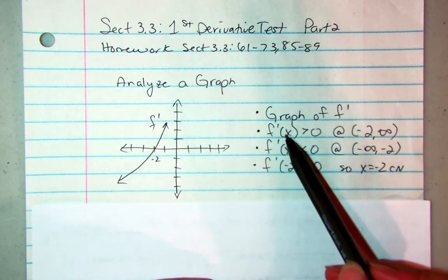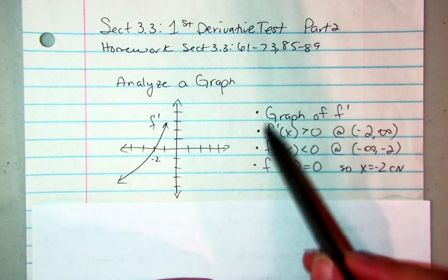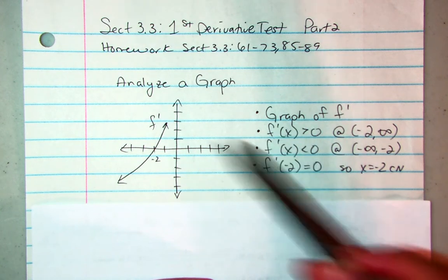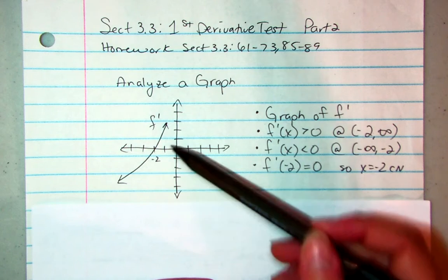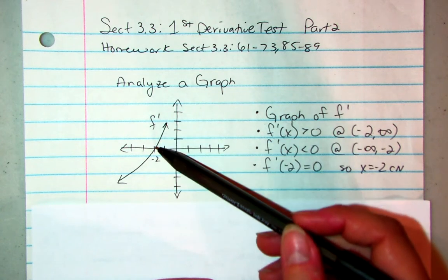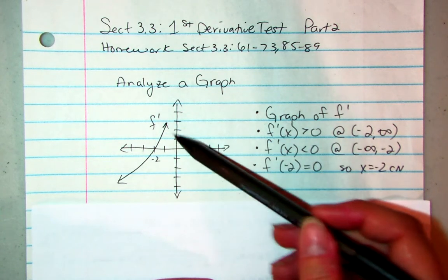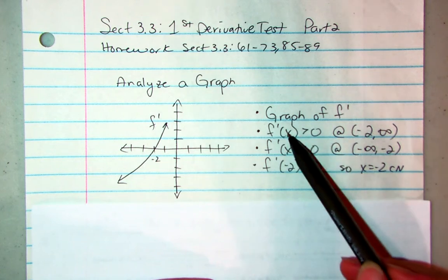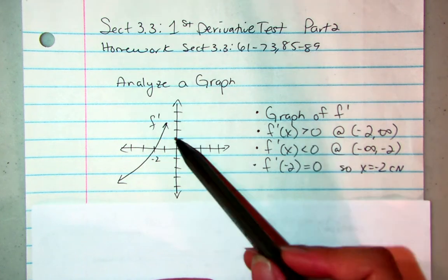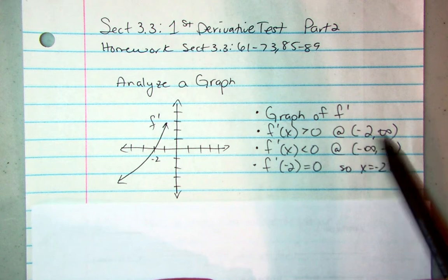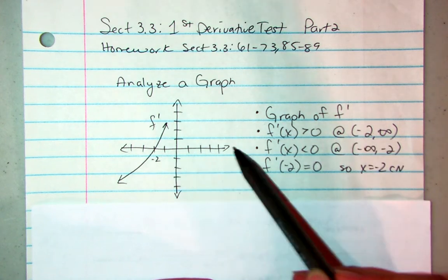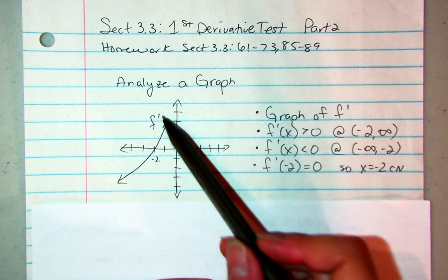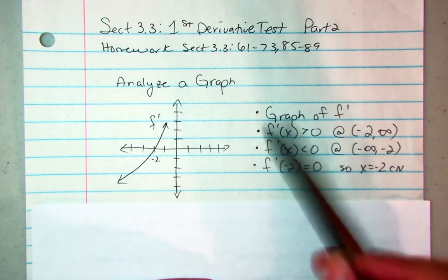F prime of x, those y outputs that are greater than 0. So again, here's f prime. All of these values here, their y values are greater than 0. So what x values will the y be greater than 0? Well, that's from -2 to positive infinity. All of these x values will produce y values on my first derivative graph that are positive.